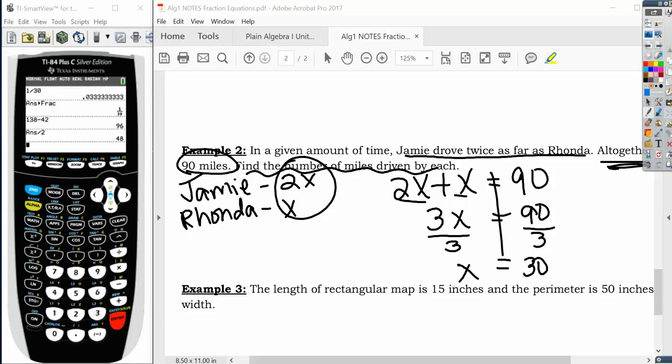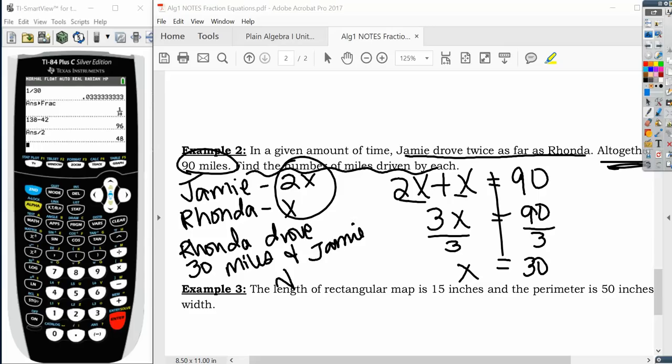So let's go back to what the problem's asking. It says find the number of miles driven by each. So X represents Rhonda. So Rhonda drove 30 miles. And Jamie drove 2 times X. So 2 times 30, 60 miles.